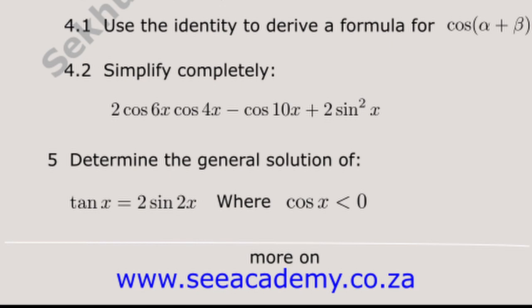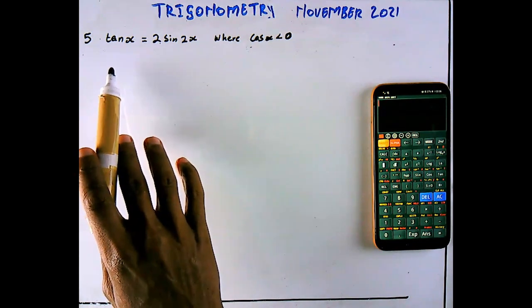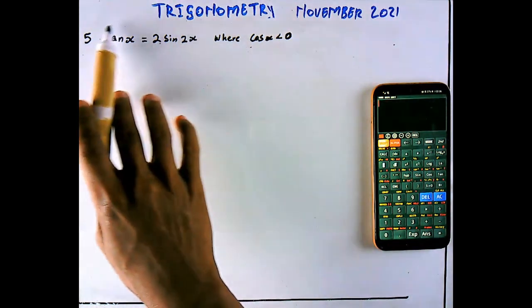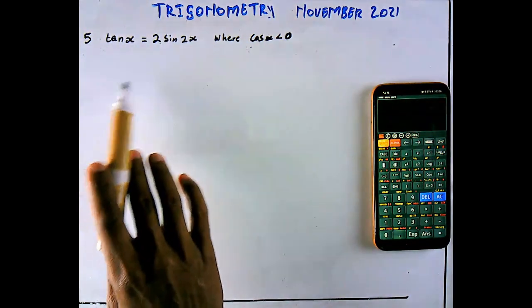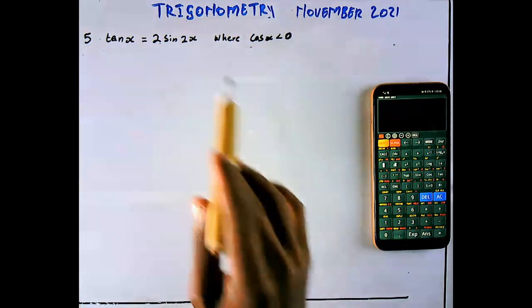And now we are at number 5, which is the last question. Number 5 says determine the general solution of tan x equals 2 sine 2x, where cos x is less than 0. So cos x is less than 0 at the second quadrant and the third quadrant. So our angles are going to be there. Before we can start with the angle, we have to simplify this equation, so that we can find the reference angle. Then we're going to use the reference angle on these quadrants.